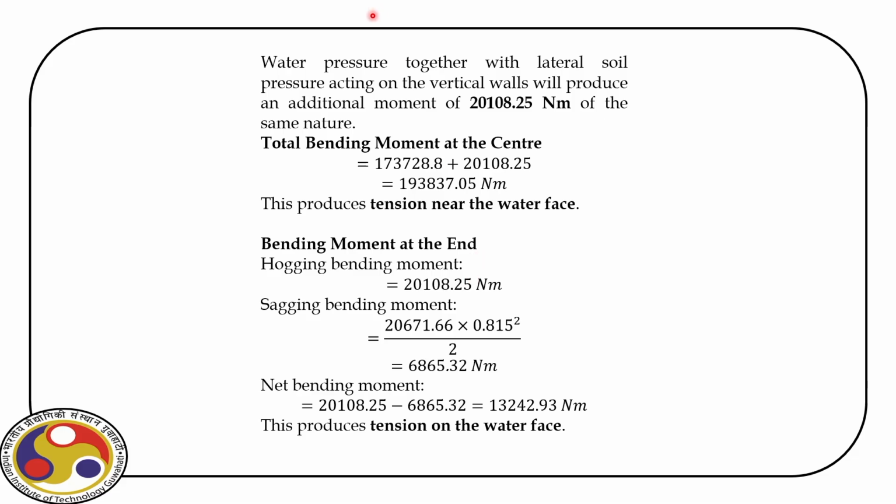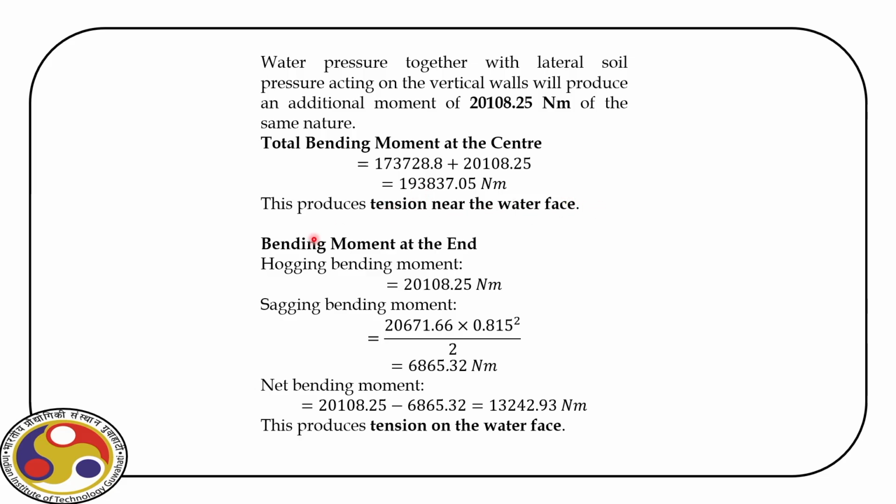Now the water pressure together with the lateral soil pressure acting on the vertical walls will produce an additional bending moment of this magnitude, and the total bending moment is the summation of these two. So we have that as the total bending moment, and that is the tension near the water face.